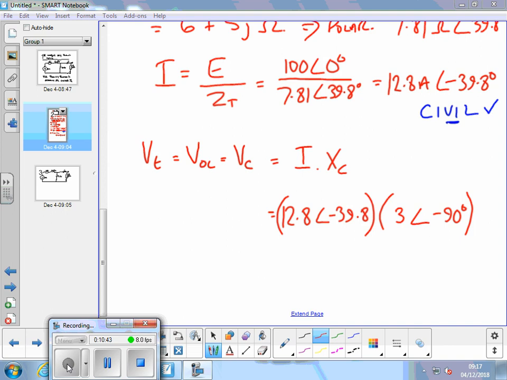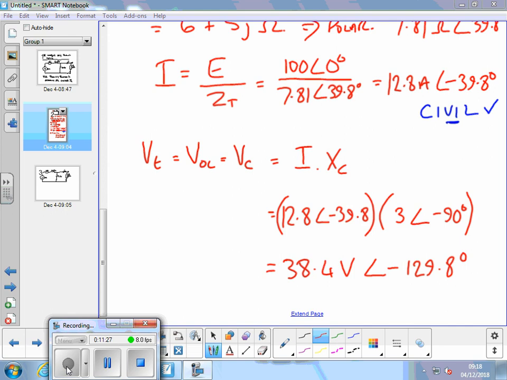Alright? So you do that multiplication. What do we get? We get 38.4 volts angle minus 129.8 degrees. Okay, so that is the first item in our Thevenin's equivalent circuit.